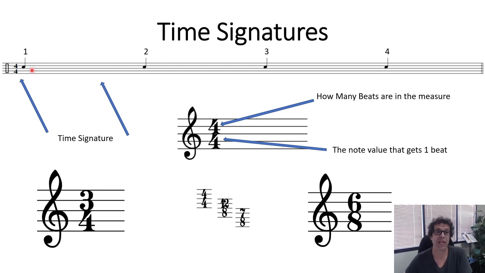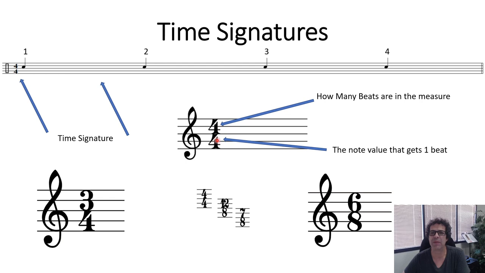Now we could have a combination of eighth notes and 16th notes and rests and all kinds of things as long as they equal four beats, right? And we all know that we could have four 16th notes here that would also be equal to one beat, right? The bottom number is the note value that gets one of those beats. So in this case, four represents the quarter note.